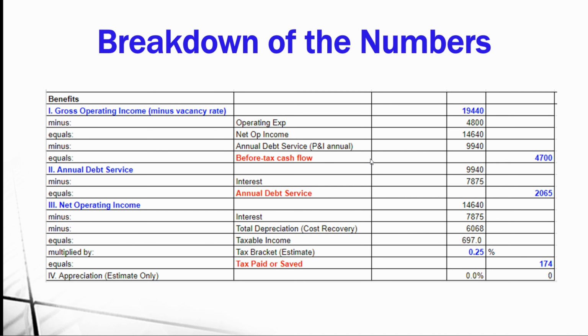Next, we're going to break down the annual debt service, and you show that your interest from your payments is $7,875. So that makes it that you have $2,065 coming down on the principal of the loan. Next, we're going to determine your tax amount. So you're going to look at the net operating income minus interest, depreciation, taxable income times your tax bracket for an amount of $174. In this case, I listed appreciation down here, but I don't calculate appreciation for this class. This is something that's very subjective, and there are no guarantees in the market of appreciation.